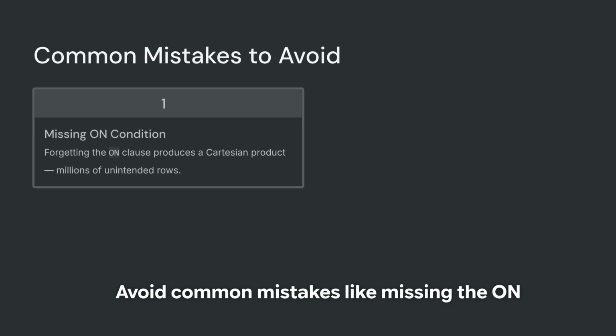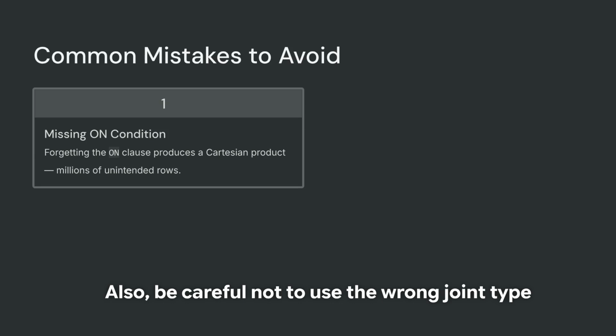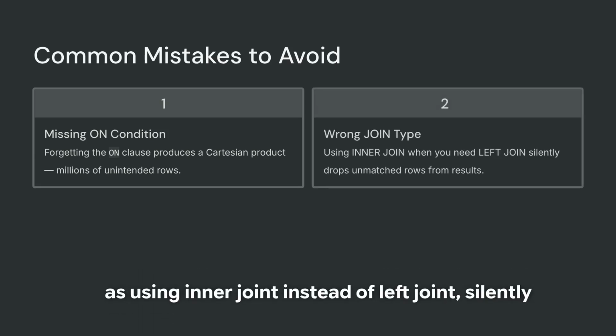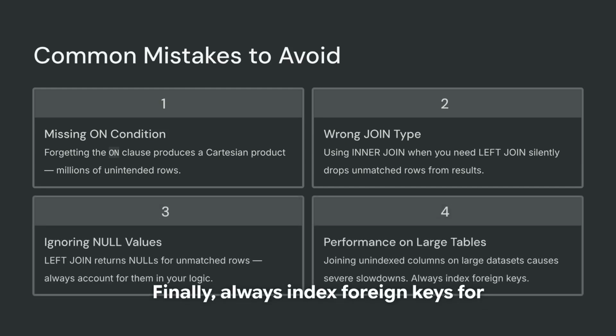Avoid common mistakes like missing the ON condition, which leads to a Cartesian product. Also, be careful not to use the wrong join type, as using inner join instead of left join silently drops unmatched rows. Finally, always index foreign keys for performance on large tables.